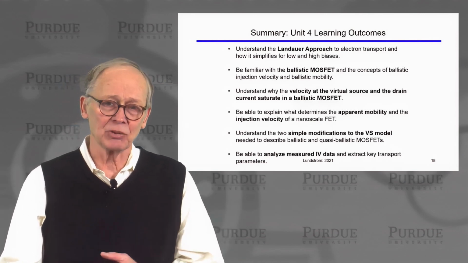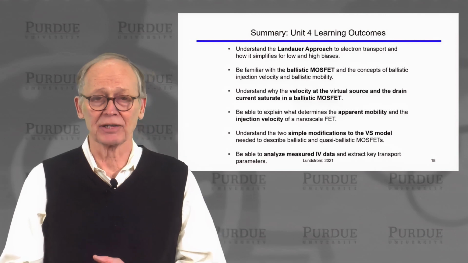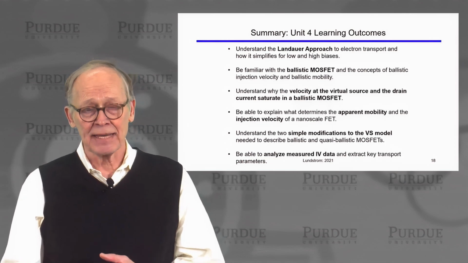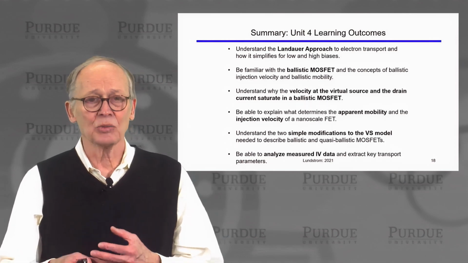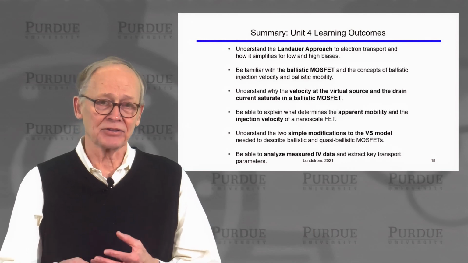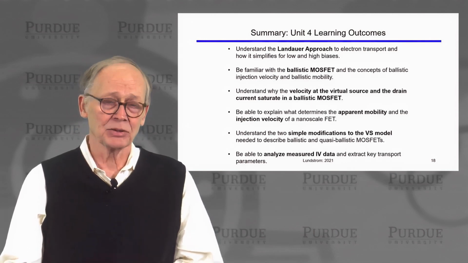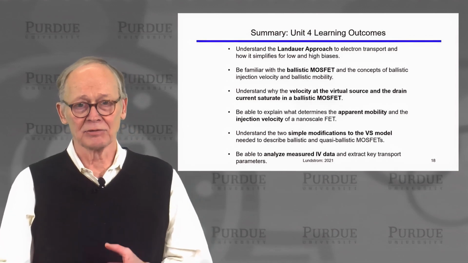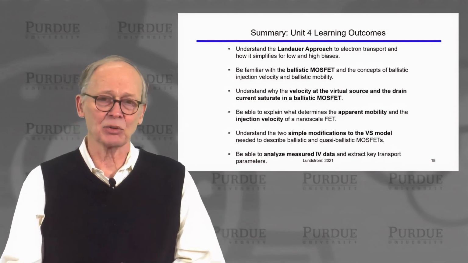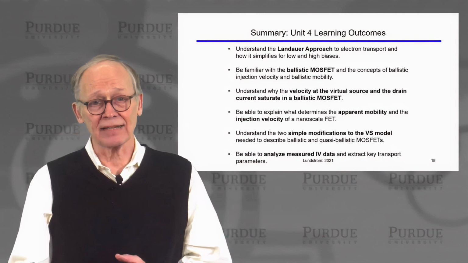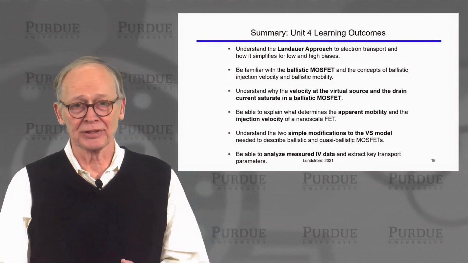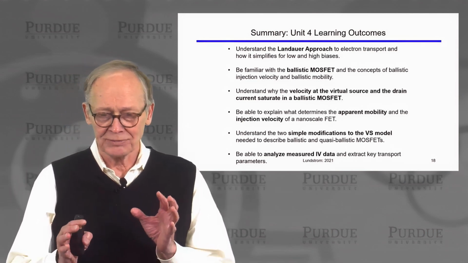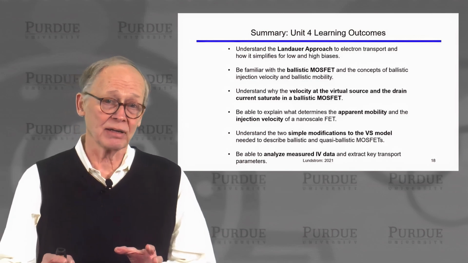And then we went on to explain what happens in a realistic device where there is some scattering and how we can introduce these concepts of apparent mobility and injection velocity and what their physical meaning is and how we can use those two parameters to make a very simple extension of our virtual source model so that it provides us with a highly accurate, very simple, very physical model for modern day transistors. And then we took a quick look at some measured data and showed how we can analyze it and extract some useful information about the transport going on inside those transistors. So that wraps up Unit 4, really the heart of this course.